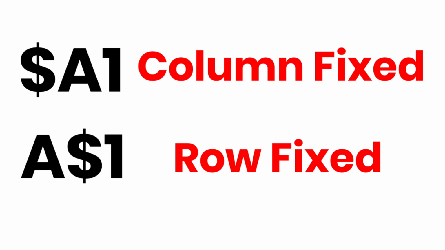Now comes mixed cell reference. Mixed cell reference means one part is fixed and one part is changed. Example, $A1. Here the dollar before the column means the column is fixed. Dollar before the row means the row is fixed. Mixed cell reference is mostly used in tables and advanced calculations.